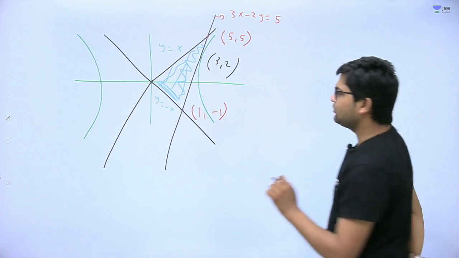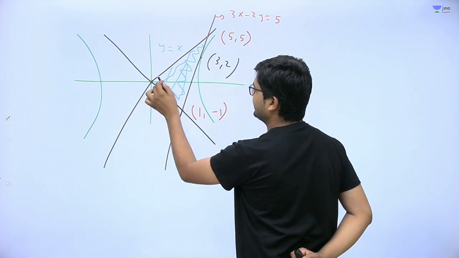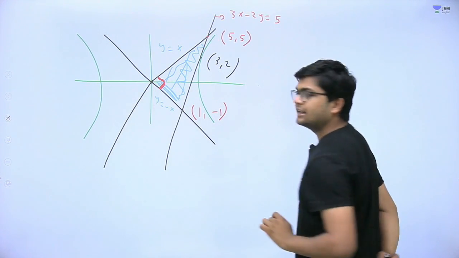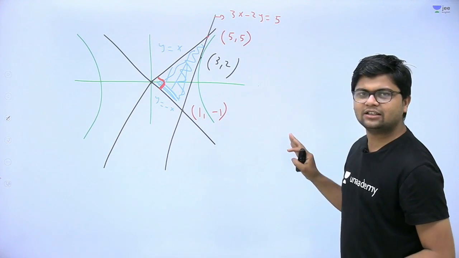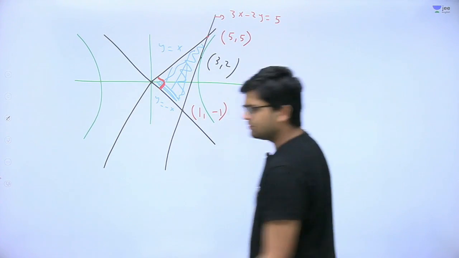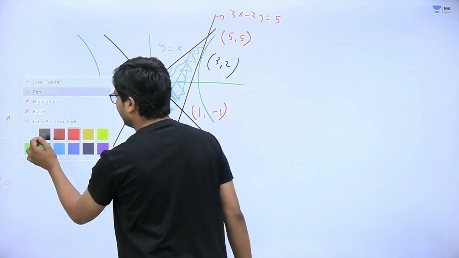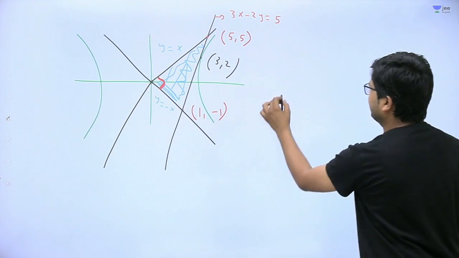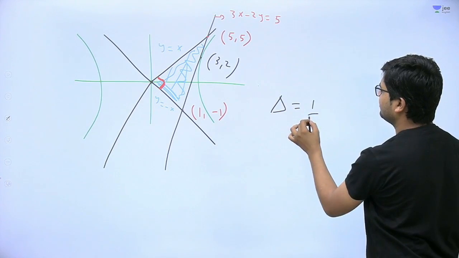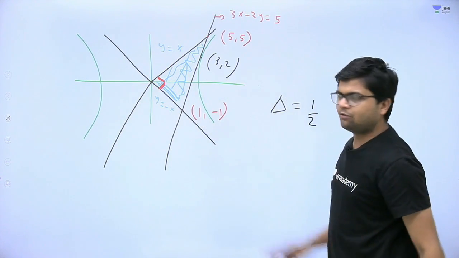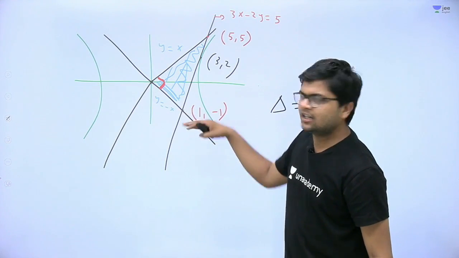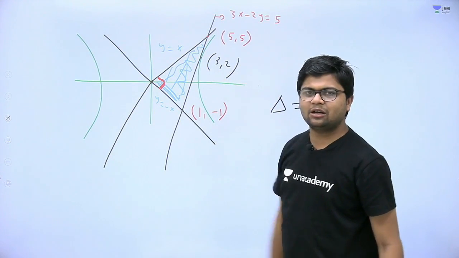Now the beauty of this question is that this is a right angle triangle. This is a right angle triangle because that is y equal to x and that is y equal to minus x, perpendicular lines. Got my point? Very good. Now the area of this triangle, delta, will be half. If you consider this as base, this will be the height. If you consider this line as base, this line will be the height. Getting my point? Very good.